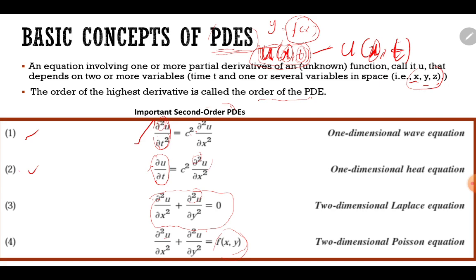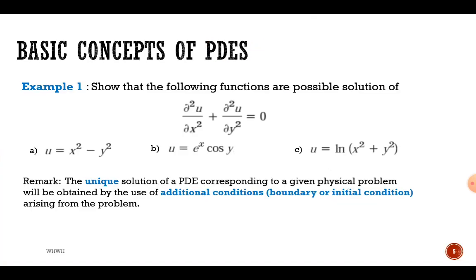Alright, so now let's move to example 1 so that you really understand what a partial differential equation means. As I said earlier, when we are given a partial differential equation, we are going to find the solution, basically u(x,t), equals to what? But before that, let's have a look at example 1.